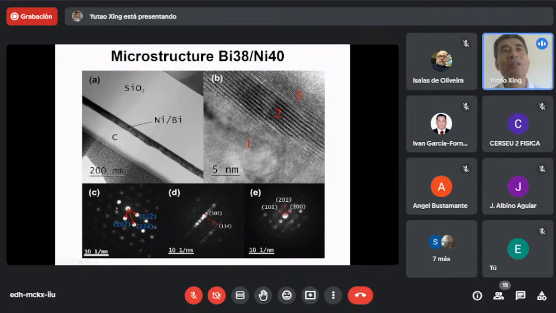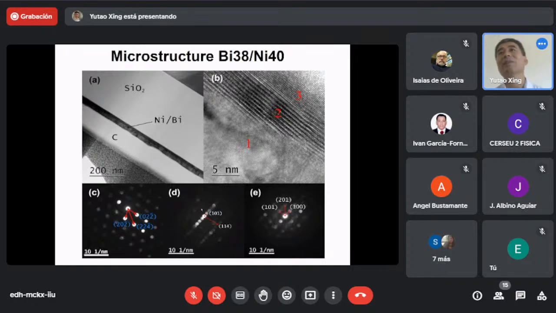Okay. And then we did the convergent beam diffraction. So we did the diffraction at only one point here, with a diameter of more or less 2 nanometers. The first one here is very easy to index. It's FCC nickel. There's no difficulty to index this diffraction pattern. And the second one here, we indexed as nickel bismuth 3.